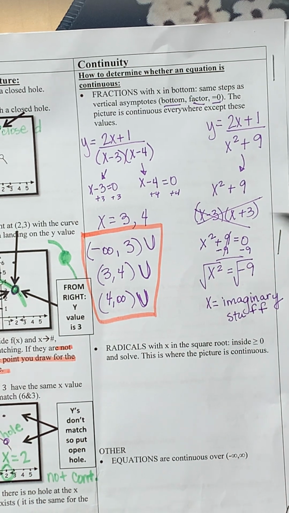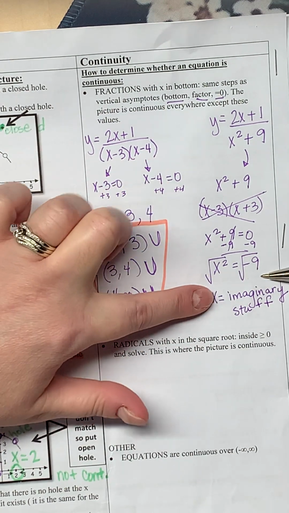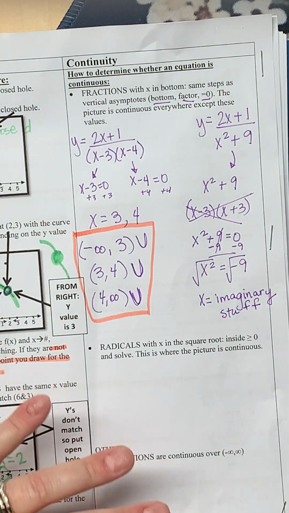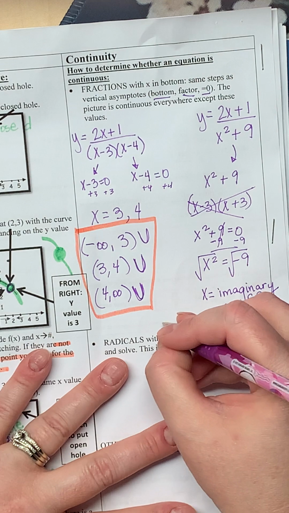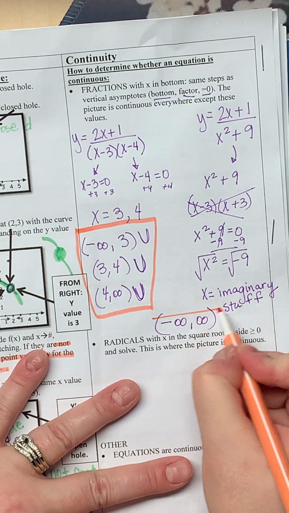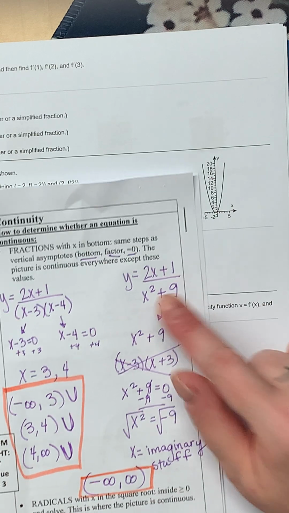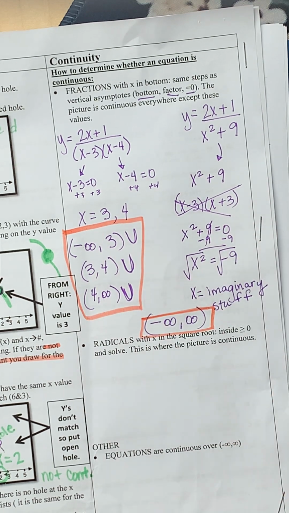So since this gave me x equals imaginary numbers like 3i and negative 3i, and that's not included in the real world, then we're just going to say every x value is good to go, because we could not solve for x and get a real number. So this is going to be continuous everywhere from negative infinity to positive infinity. That means if we put it in the calculator, it should be one smooth, solid curve, and there will be no picking up your pen from the paper.